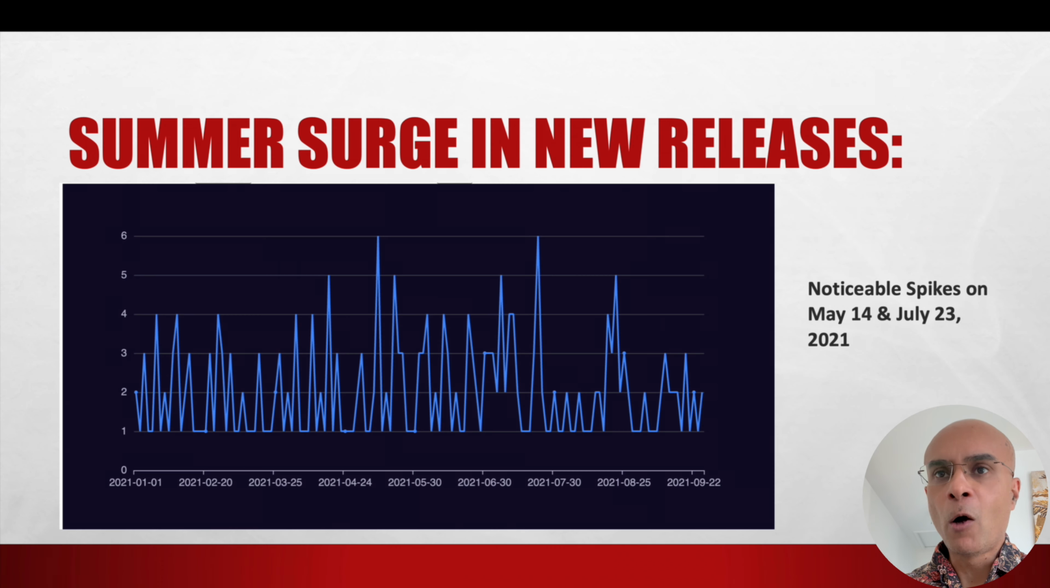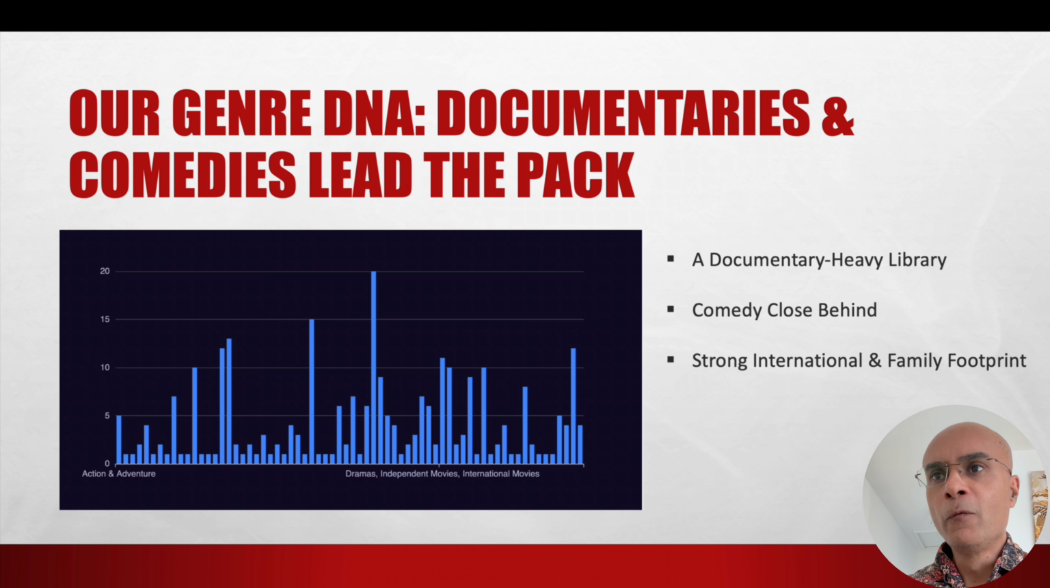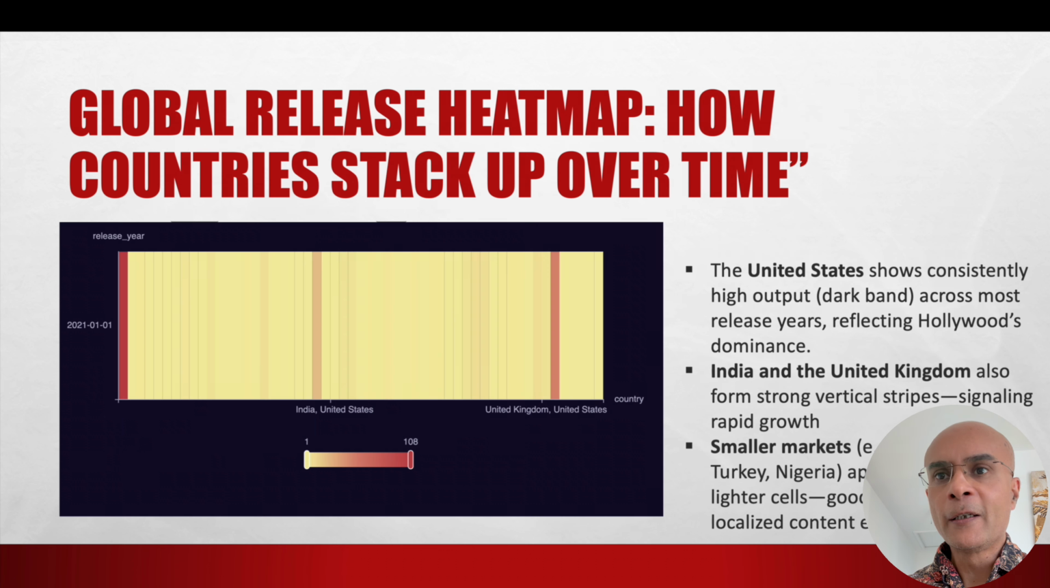We can talk about how there is a summer surge in new releases, which is mostly occurring in the months of May, June, and July. Then we can say that most of the movies are related to documentaries and comedies. They are leading the pack. And then we can also talk about the strong international presence, which is a nice segue to the different countries which are producing. We can talk about India, United States, and UK, which are the top producing movie countries.